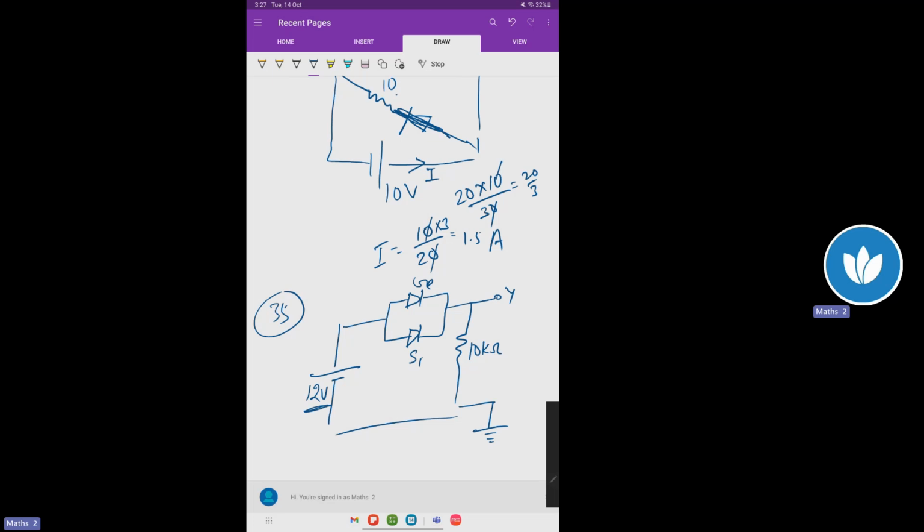This is 12 volt. Current will pass through the germanium diode. Why? This barrier potential is smaller for germanium compared to silicon. So there will be a drop of 0.3 volt. So this voltage becomes 11.7 volt. Output voltage across 10 kilo ohm is 11.7 volt.